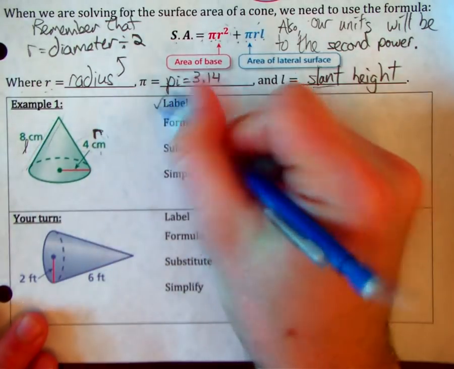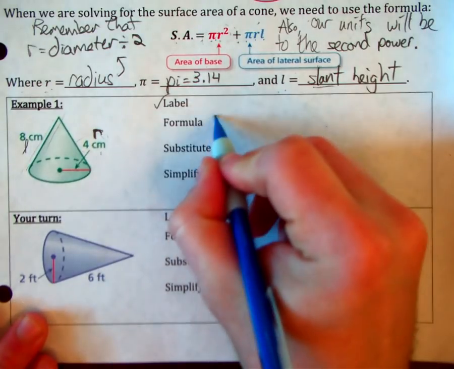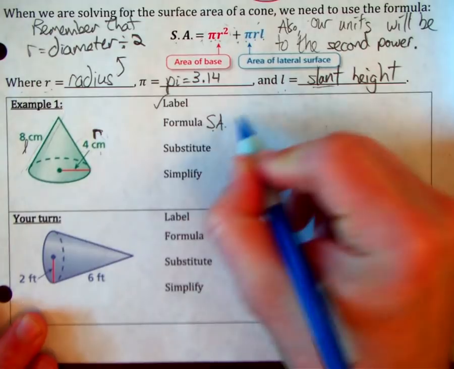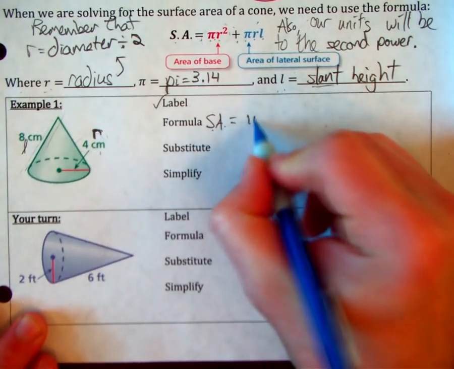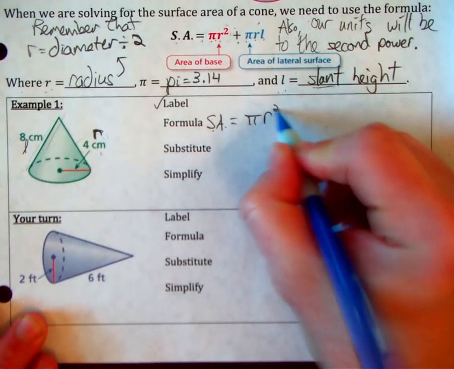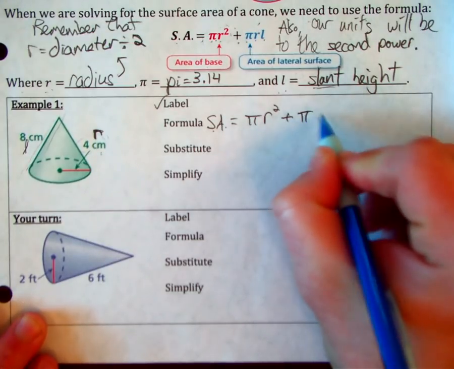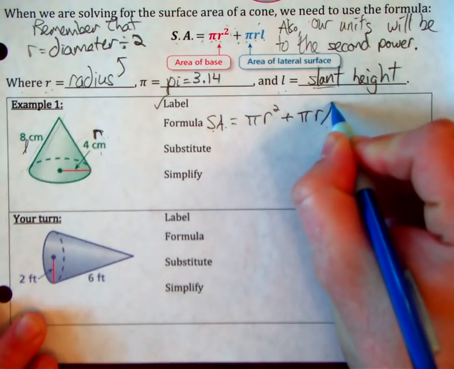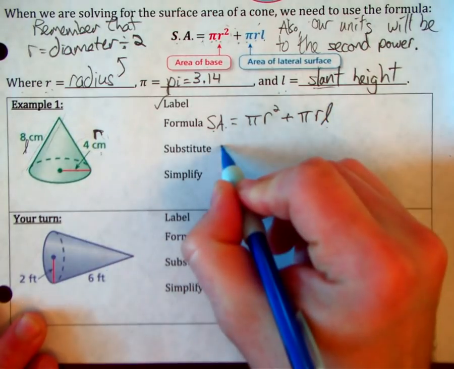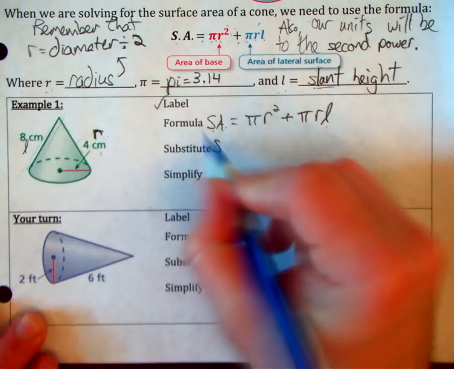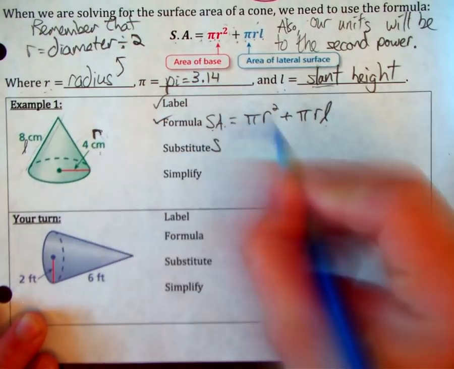So we labeled, let's write our formula out. So we have surface area. Surface area is equal to pi times the radius squared, plus pi times the radius times the slant height. And so we have to substitute in our values for our variables. So we wrote the formula, now let's substitute.